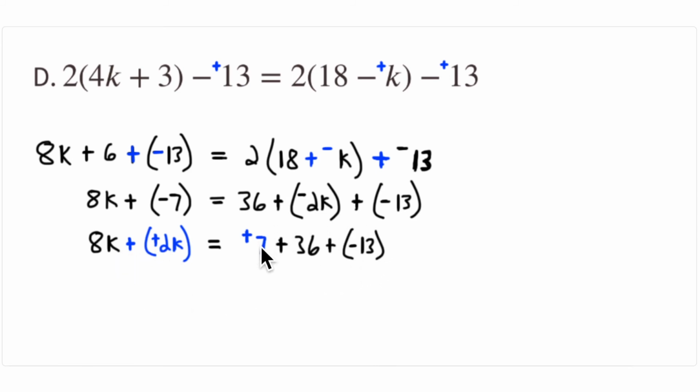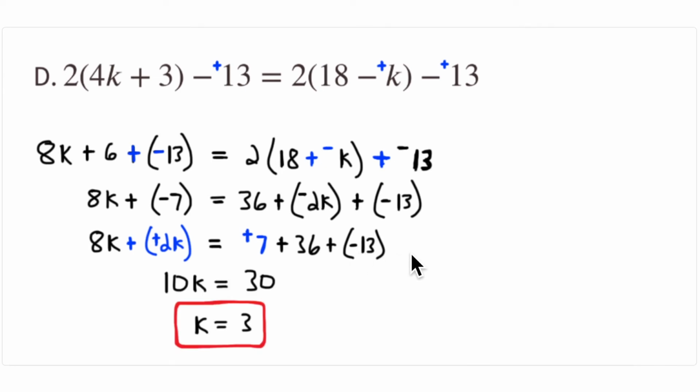A little bit harder to add these together, but you might notice that 7 plus 36 is 43, and 43 plus a negative 13 gets you back to a positive 30. So 43 plus a negative 10 is 33, plus a negative 3 gets you to 30. So you end up with 10k equals 30, the same as the other route if I remove this negative 13 first. And then 1/10 of k is k, and 1/10 of 30 is 3.